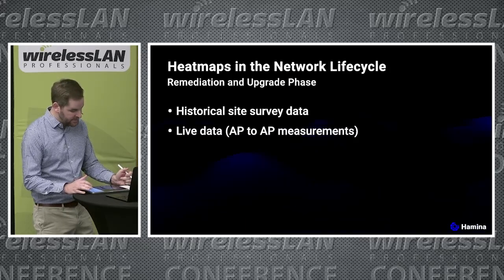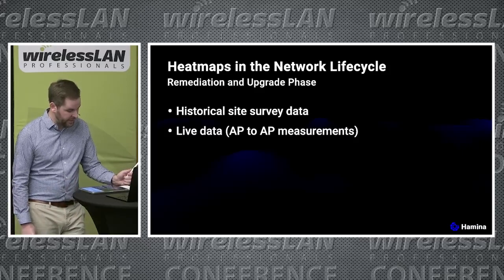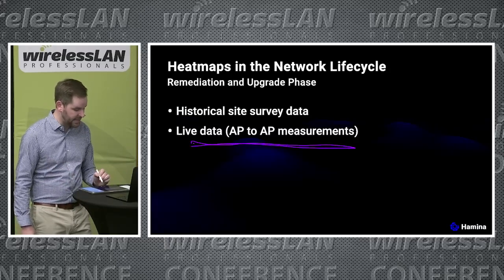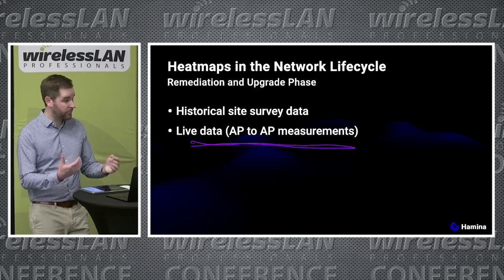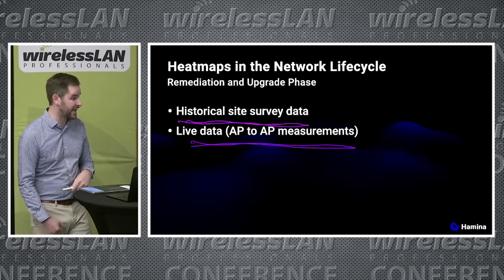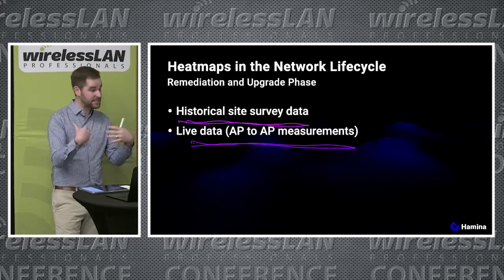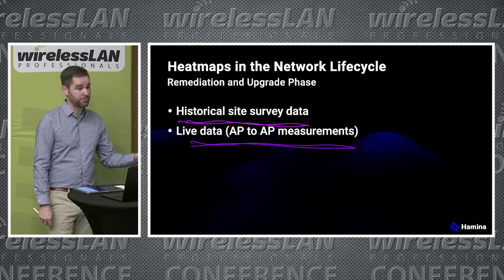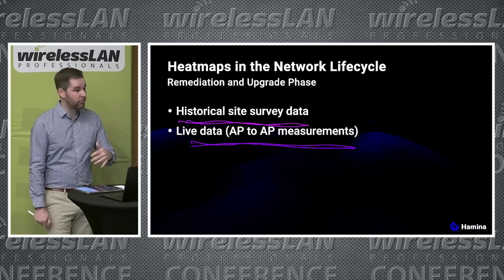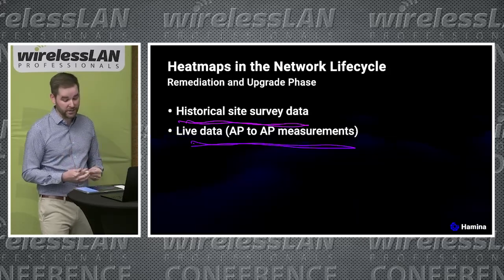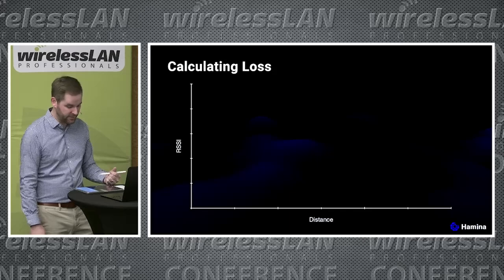So then in the remediation and upgrade phase, we've got a couple of different ways that we can get this data. I mentioned the live data using the AP to AP measurements. And one thing that we've been working on at Hamina right now is using the historical site survey data. So that's another potential place to bring data into the model. We could look at the site survey data that you did in your post-deployment validation and look at what the access points are doing today, what their transmit power is, which models are mounted where, and we can use that also to inform the predictive model.